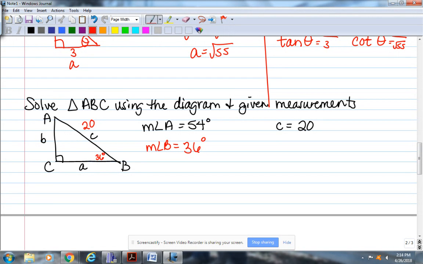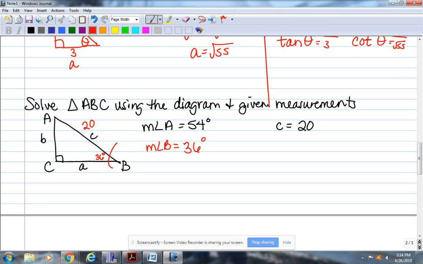Now, I need to know some side lengths. When I get two side lengths, I can use the Pythagorean theorem to get the third. But I've got to use trig to get one of them. So what do y'all want to use? Let's find little a.